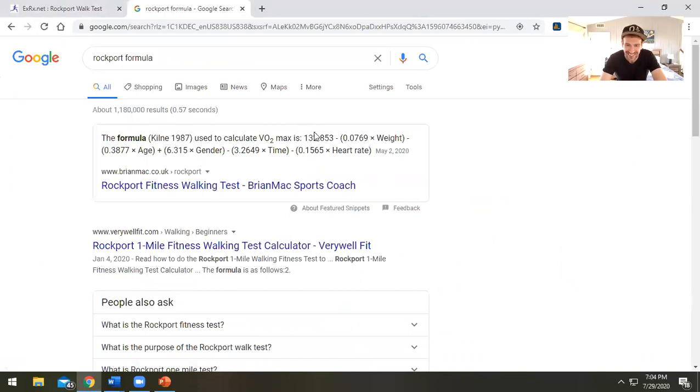So it is, and these numbers are stagnant, by the way. These are numbers you want to keep. 132.853 minus 0.0769 times your weight in pounds. And then you subtract another 0.3877 times your age. So weight, age, gender, and then the time it took you to do the test and what your heart rate is at the end.